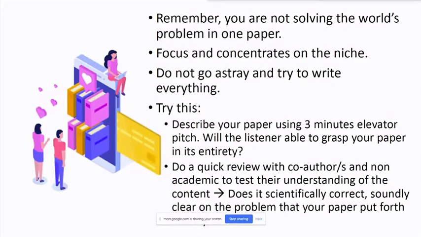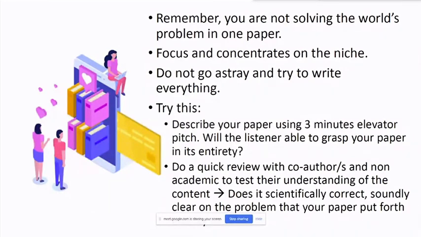Okay, one of the ways is, once you have prepared your paper, to make sure that people understand the content of your paper, you do this. Among your peers, among your friends, describe your paper using a 3 minute elevator pitch. When we talk about an elevator pitch, it means that we are using layman's terms. Then check whether the listener is able to grasp your paper in its entirety or not. Will they be able to understand it or not?